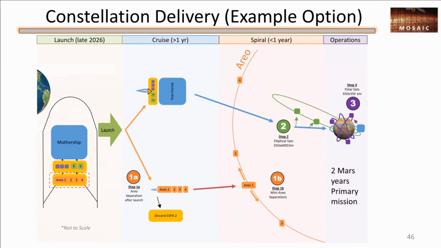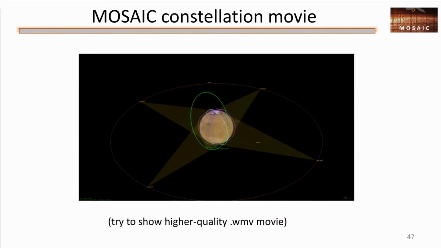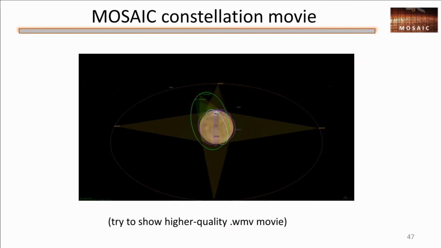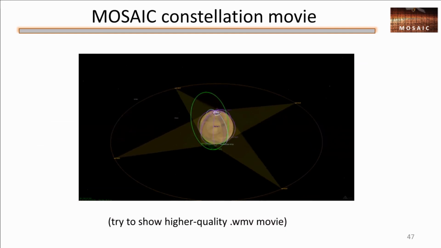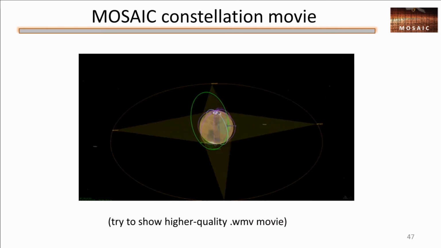The mothership drops off the elliptical satellites in their elliptical orbit, and then it lowers its orbit propulsively, and then drops off the polar orbiting CubeSats that have a small bit of propulsion in order to get into their different local time orbits. And the idea is to have a 2 Mars year primary mission to at least get some idea of the interannual variability of the climate system, although we'd of course like to be around there much longer. This is a movie. I really tried to get a higher quality version of it working within the PowerPoint, but it didn't work. So this is just a GIF showing the perspectives of the spacecraft, both polar, elliptical, and areostationary orbits.